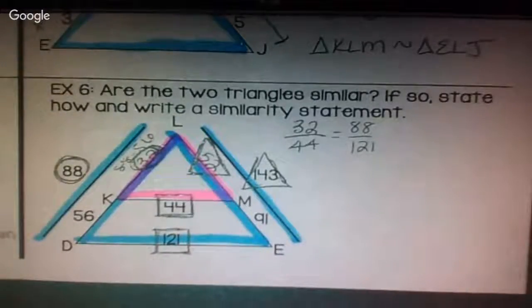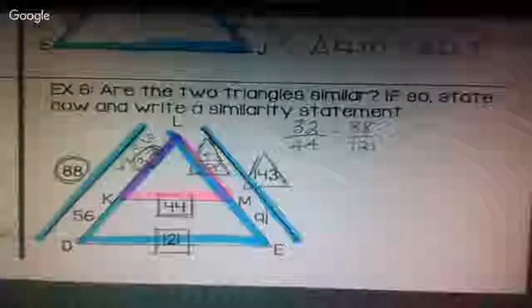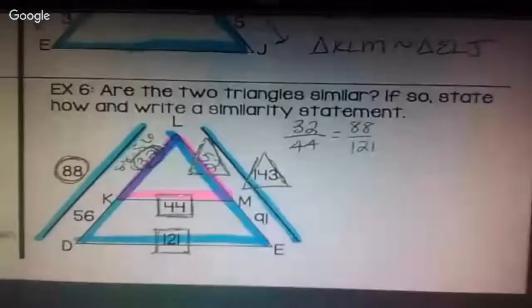Okay. 88 over 121. And this is 143. Okay. So with 2, 4, 6 and a triangle here, it would have to be the same scale. So if this is 2, 4, 6, and I make this side 4, that means this side would have to be 8, and this side would have to be 12, because you'd have to be able to multiply each one of these by 2. It blew up by 2.